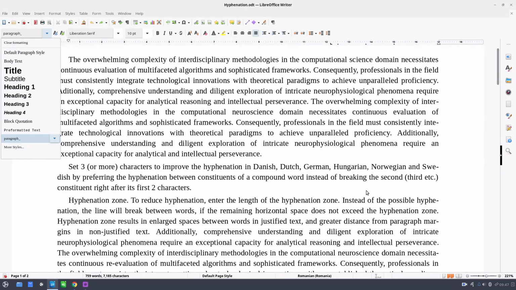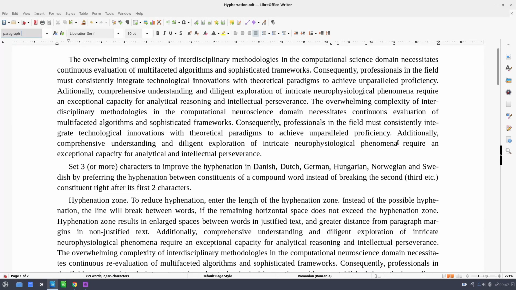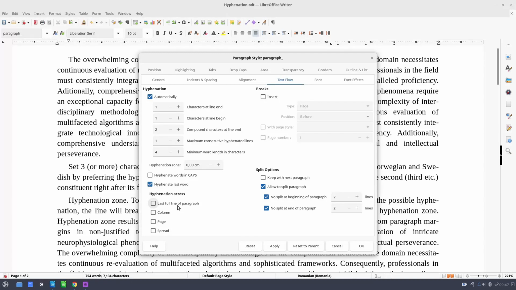Let's go further. Hyphenate last word. Let's apply and let's remove some part of here. Let's remove until our word is in this case. So let's test now. Let's activate that. So perseverance, it's the last word and it's split, but maybe you don't like to have a full row just for two letters. So in this case, you decide not to hyphenate the last word. So you will have more space here, but you have a full word here.